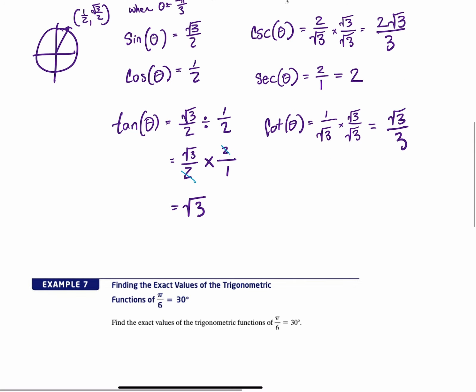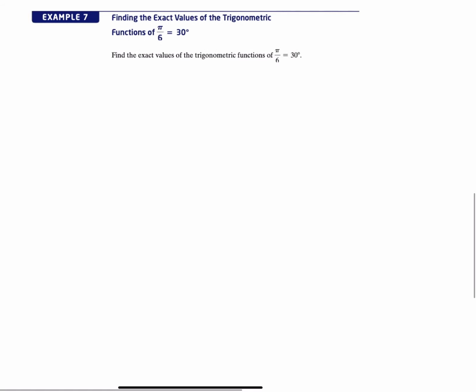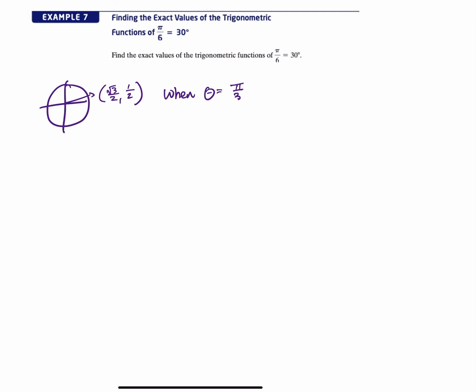All right, let's quickly do the same thing for pi over 6. And a lot of these will be similar. So pi over 6, that's 30 degrees, that's the lower one. So that's the one that starts with the square root of 3 over 2. Then we have 1/2. So when theta equals pi over 6, we're looking at 30 degrees. This time the sine is 1/2. The cosine is root 3 over 2.